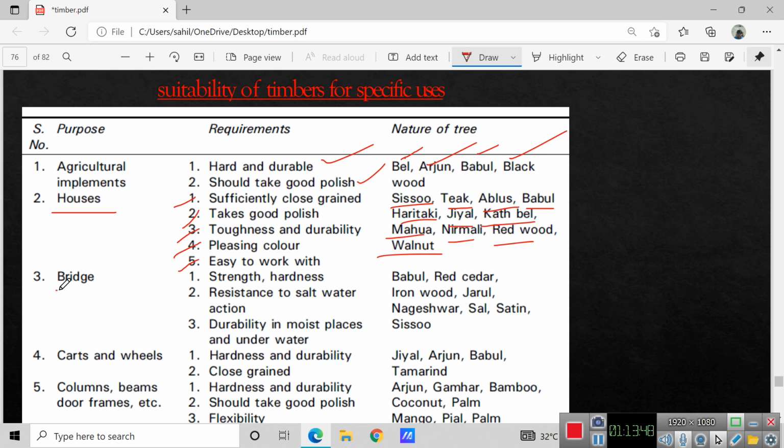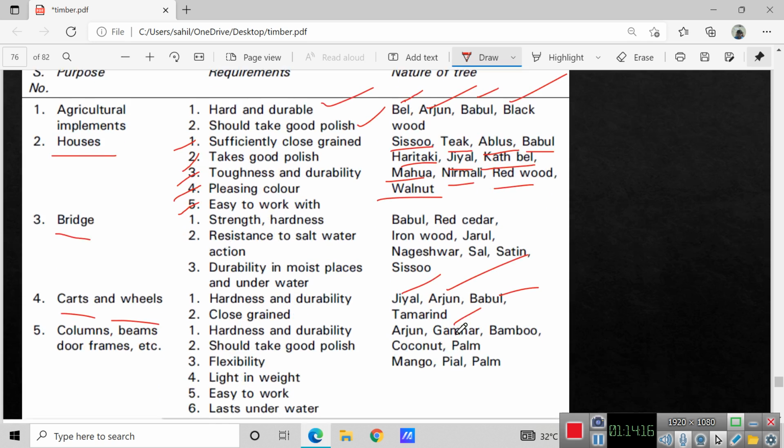Now the purpose: bridge. The requirements are strength, hardness, resistance to salt water action, durability in moist places and underwater. The trees are babul, red kedar, ironwood, jarul, nageshwar, sal, satin, siso. And for the purpose of carts and wheels, hardness, durability and close grain are a must. Jial, arjun, babul, tamarind are the examples.